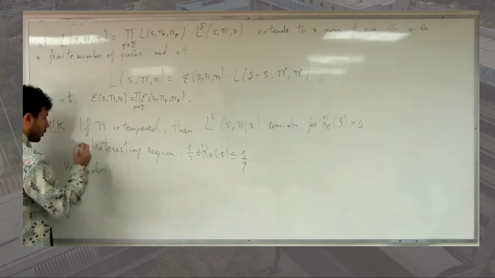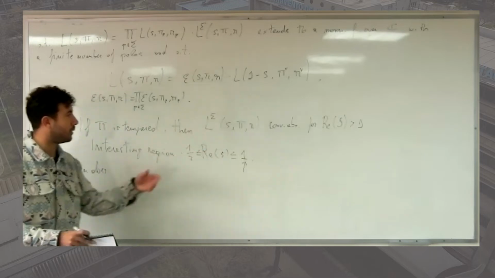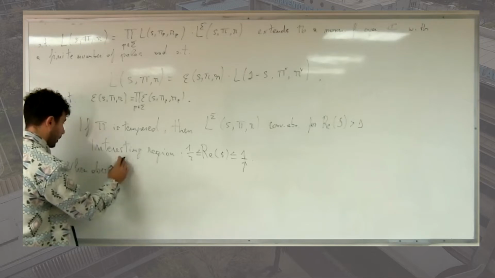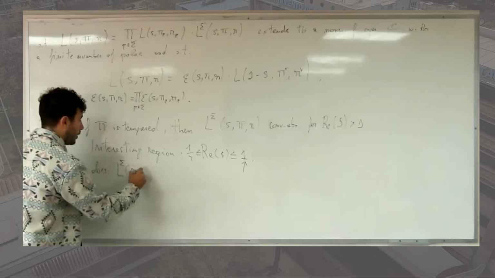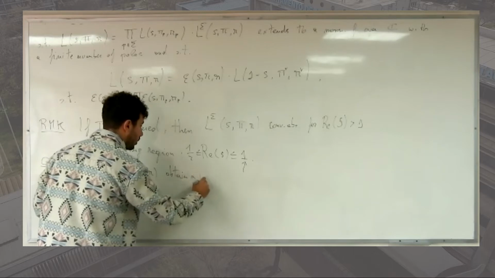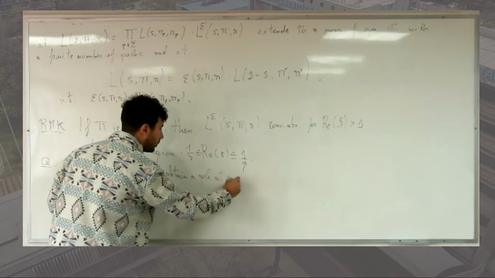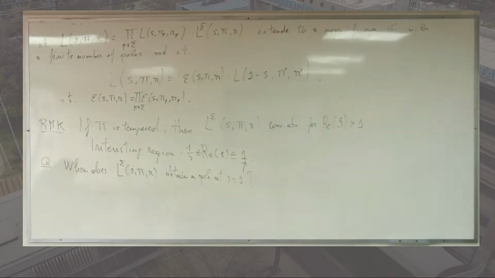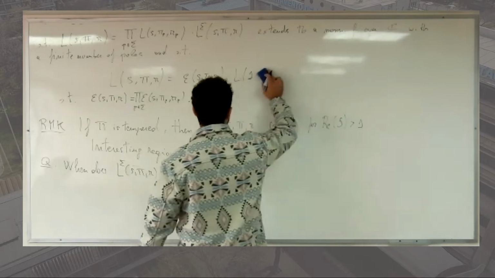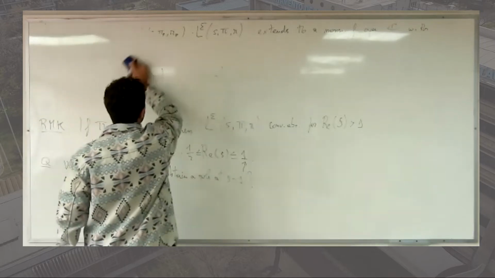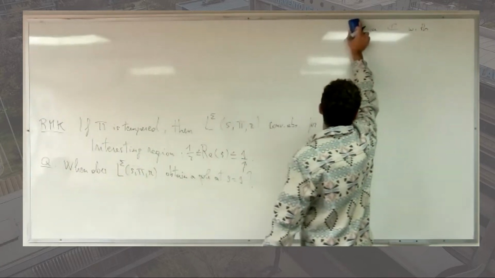So the question one can ask is: suppose that you can now extend the L-function to a meromorphic function, when does L_Σ(s, π, r) obtain a pole at s equal to 1? There are various works in this direction, and this is not exactly the question that I'm interested in today, but I'm going to get to it.